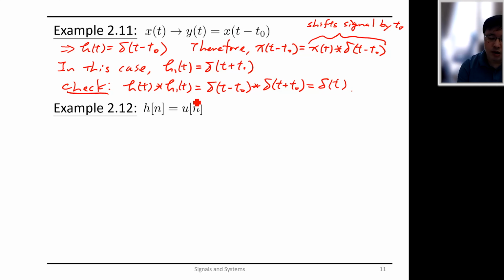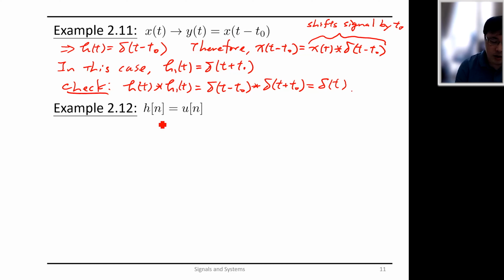Here, by computing this convolution, you find that indeed, by choosing h1 equal to delta of t plus t naught, we obtain an inverse system of the original h.